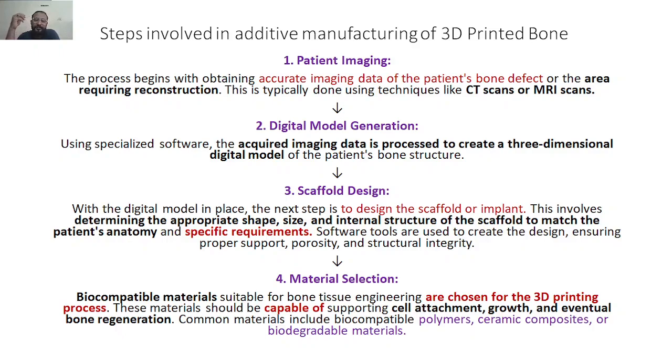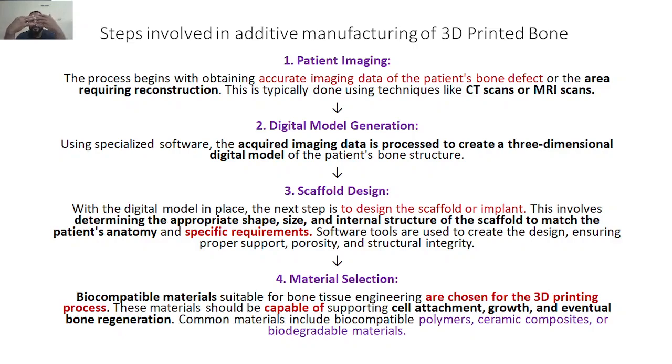Then the fourth step is material selection. Now we need to select the material. Material selection, yesterday we discussed the same, copy paste here. The material selected for this 3D printing, since we are using it for humans, should be biocompatible. Whatever material you choose for this 3D printing process, it should be biocompatible. That means it should not create any adverse effects to any other cells after implantation. These materials should be capable of supporting cell attachment, growth and eventually bone regeneration.